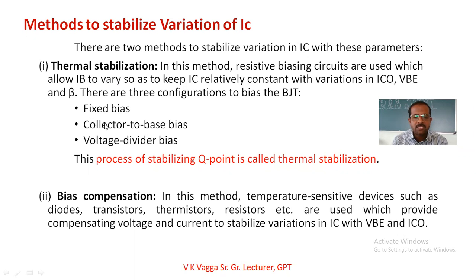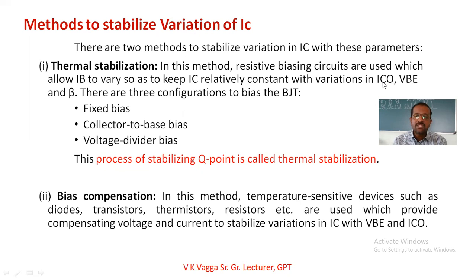It is fixed bias, collector to base bias, and the voltage divider bias. The process of stabilizing the Q point is called thermal stabilization. If a variation occurs in the ICO, in the VBE, or in the beta, it is going to affect the IC current. So the variation of the IC takes place. In order to maintain a constant IC, the IB is allowed to vary.